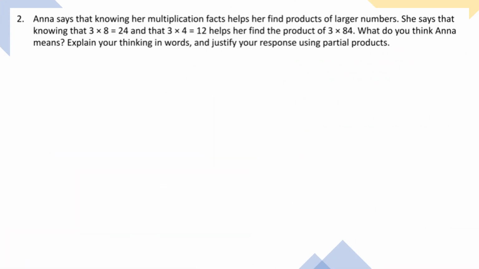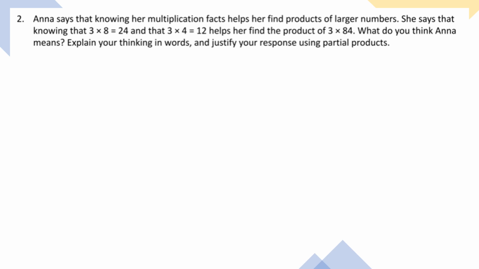Number 2. Number 2 says, Anna says that knowing her multiplication facts helps her find products of larger numbers. She says that knowing that 3 times 8 equals 24 and that 3 times 4 equals 12 helps her find the product of 3 times 84. What do you think Anna means? Explain your thinking in words and justify your response using partial products.